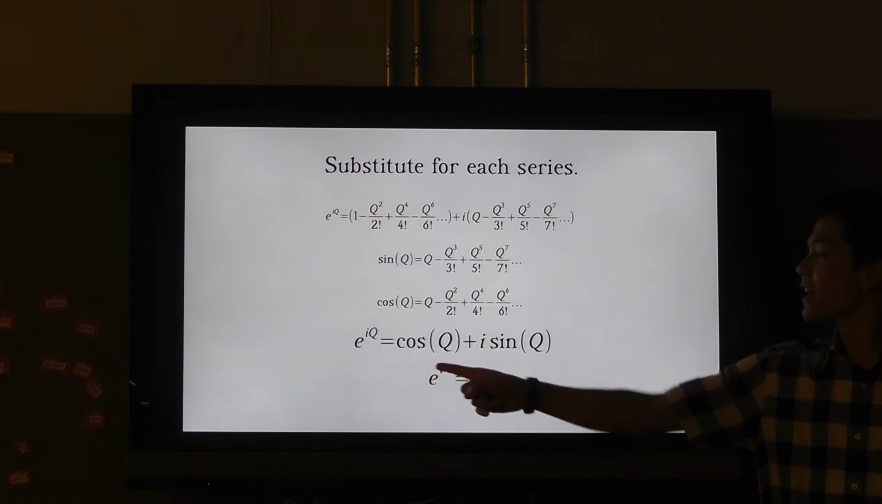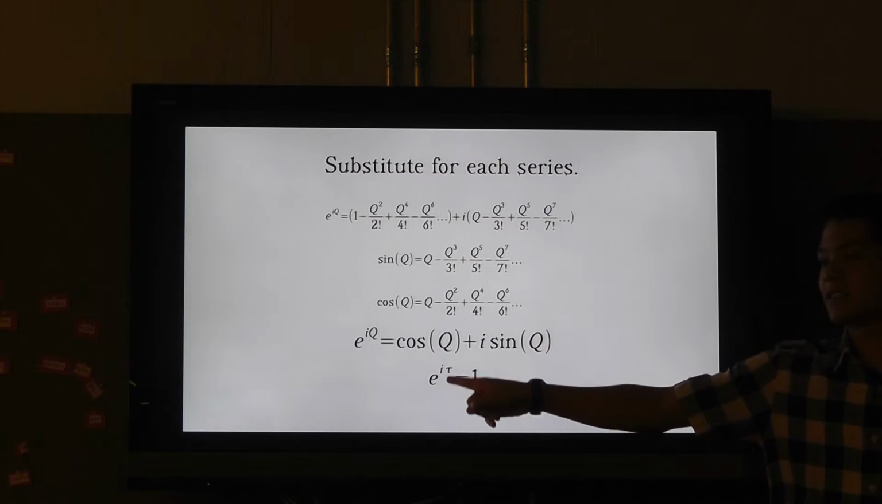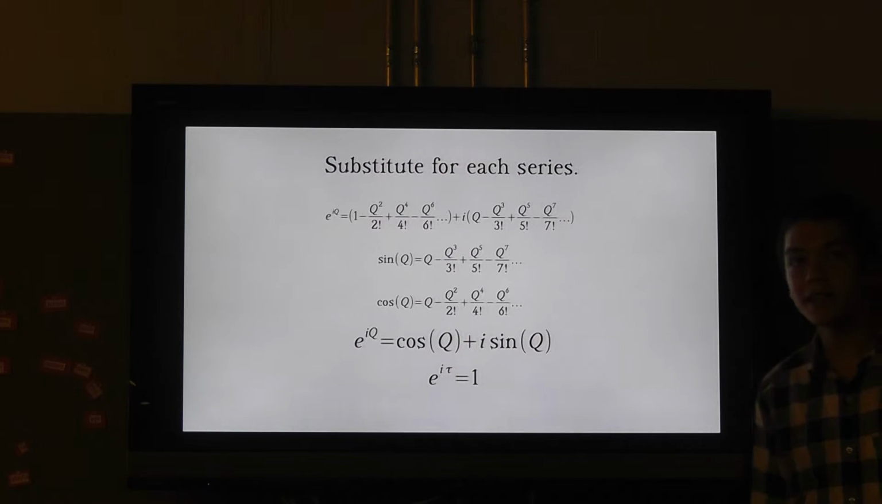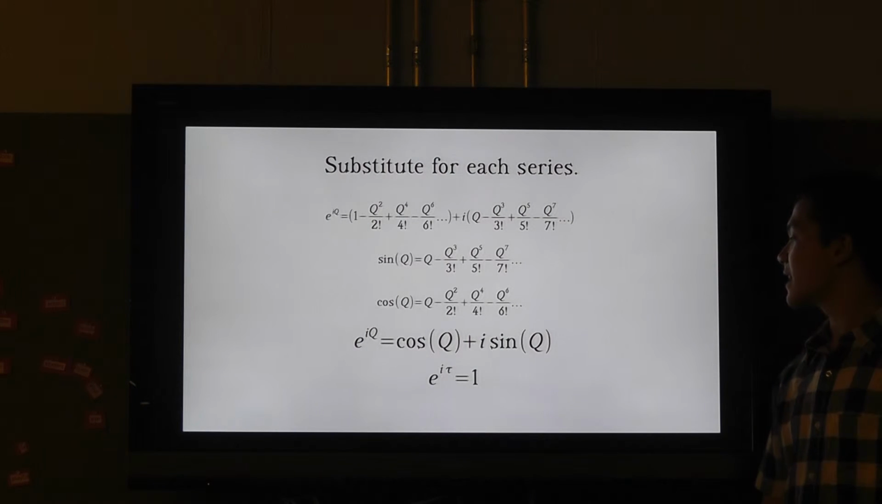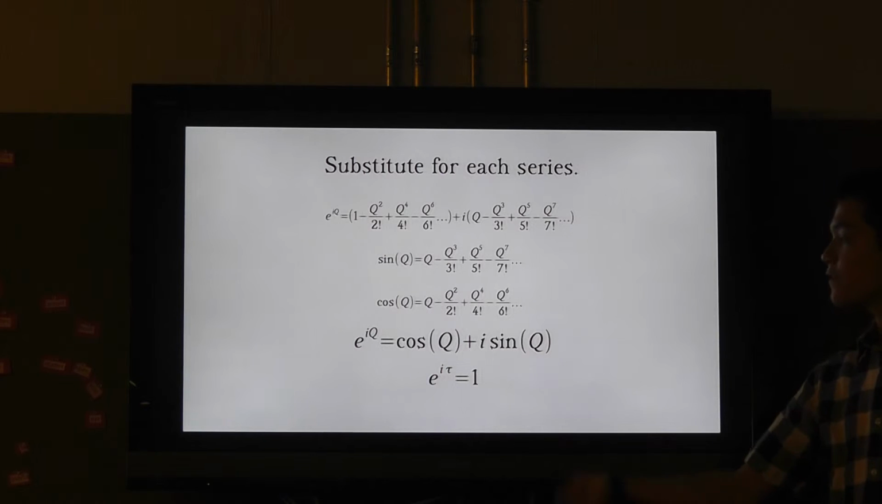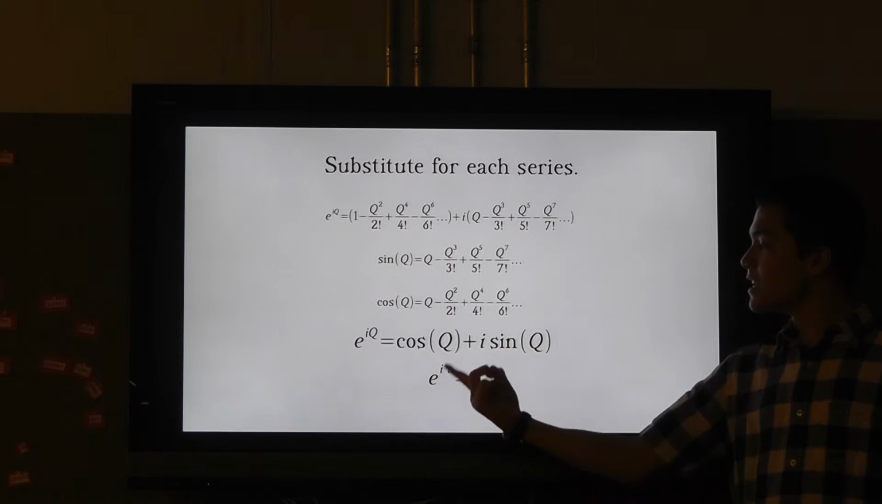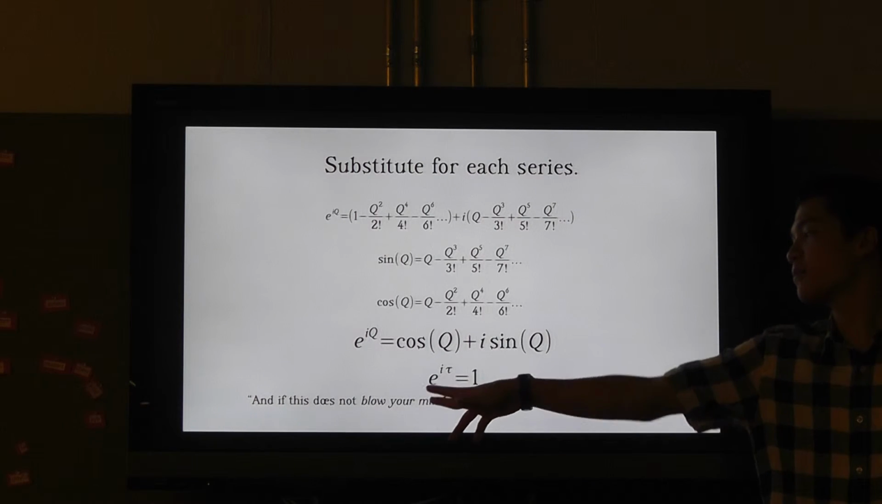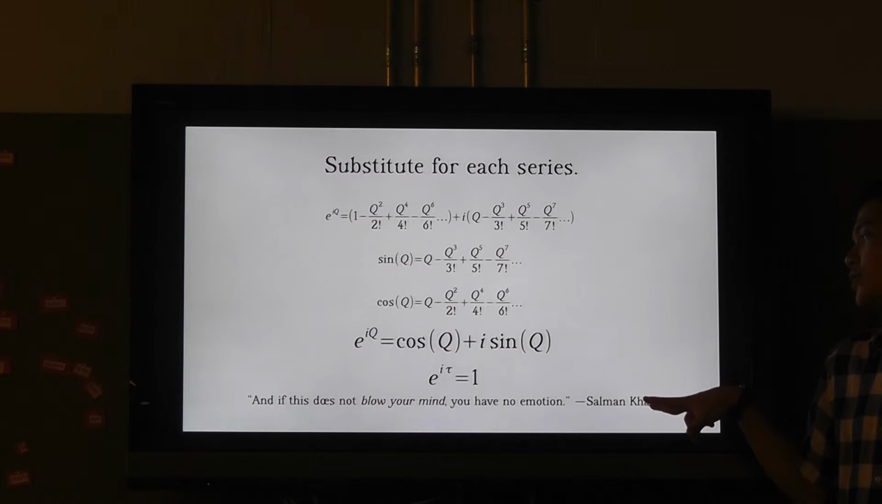That is 3 of the most fundamental constants in all of mathematics. And actually, if you do e to the i pi, you get -1, which some people think is less beautiful. And then 1 is unity. So e to the i tau is unity. And as Salman Khan said, if this does not blow your mind, you have no emotion.